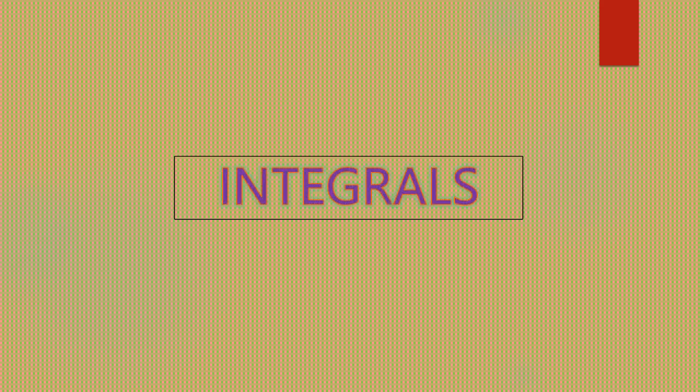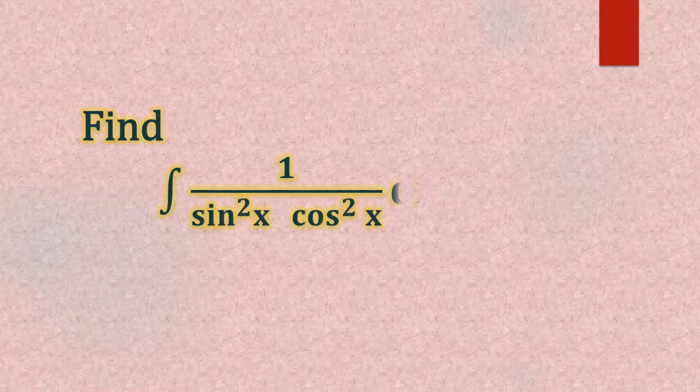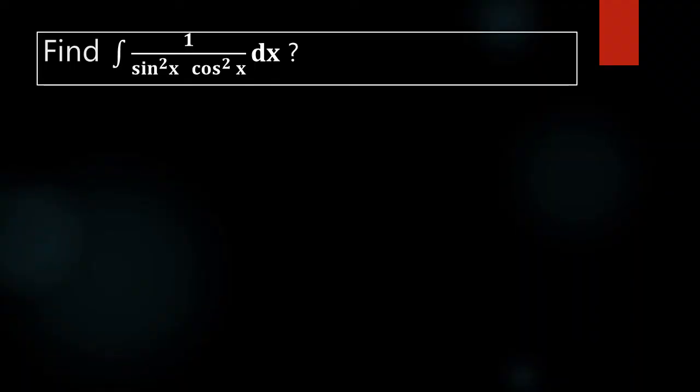Integrals. Find the integral of 1 divided by sin square x into cos square x dx. Okay, we have to find the value of the integral of 1 by sin square x cos square x dx.